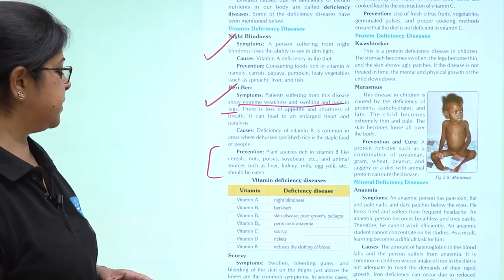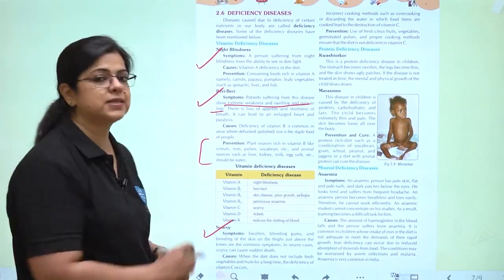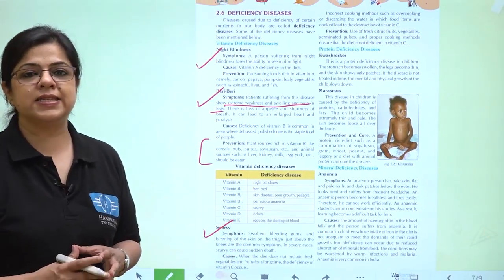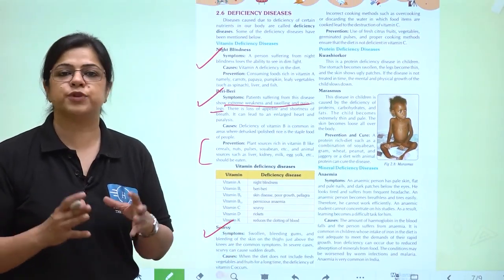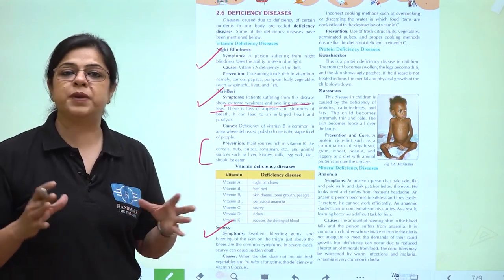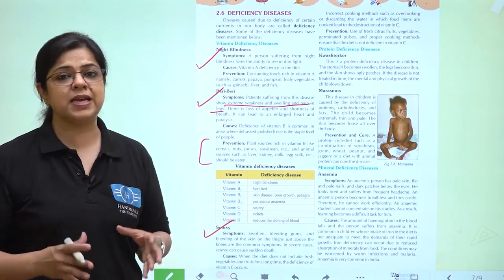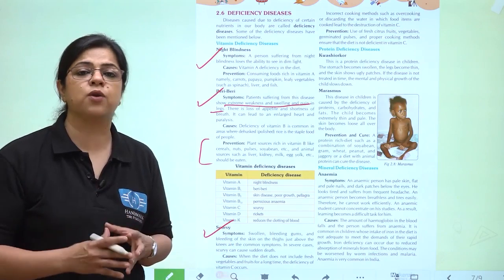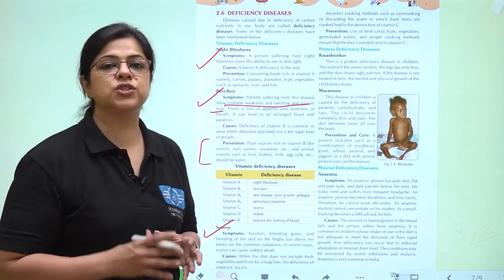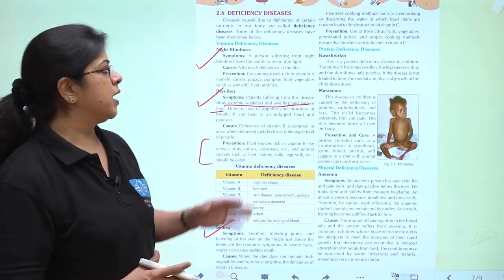The next important disease that we need to understand is scurvy. Scurvy is a disease caused by deficiency of vitamin C. It leads to bleeding of gums. Vitamin C, as we all know, is richly found in fruits like oranges, grapes, etc.